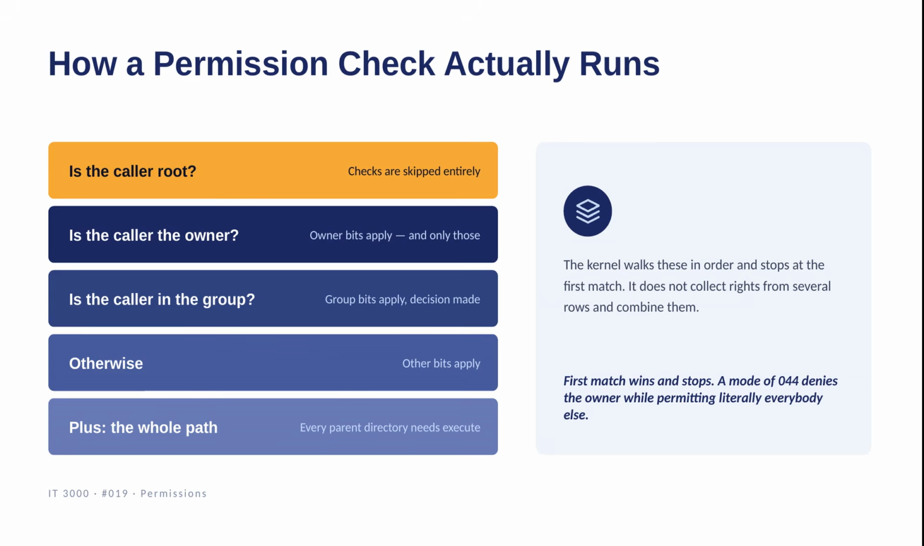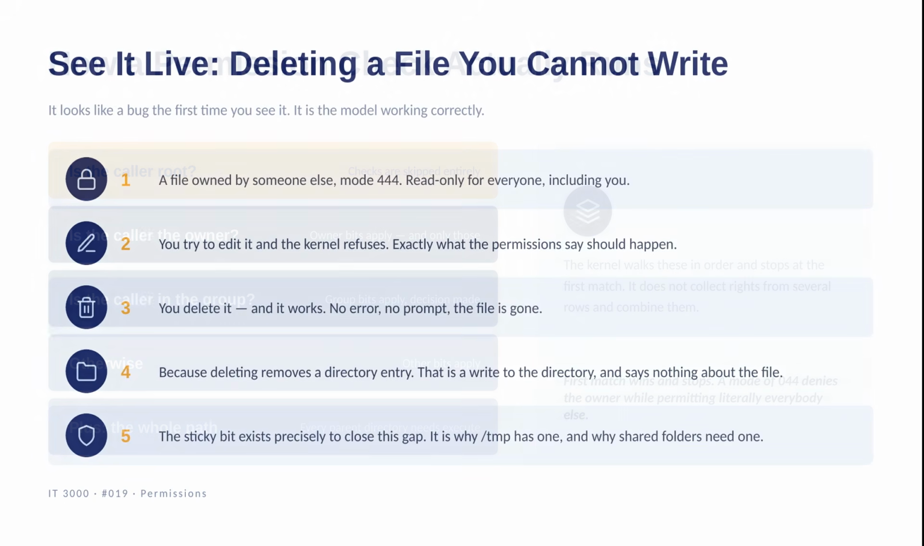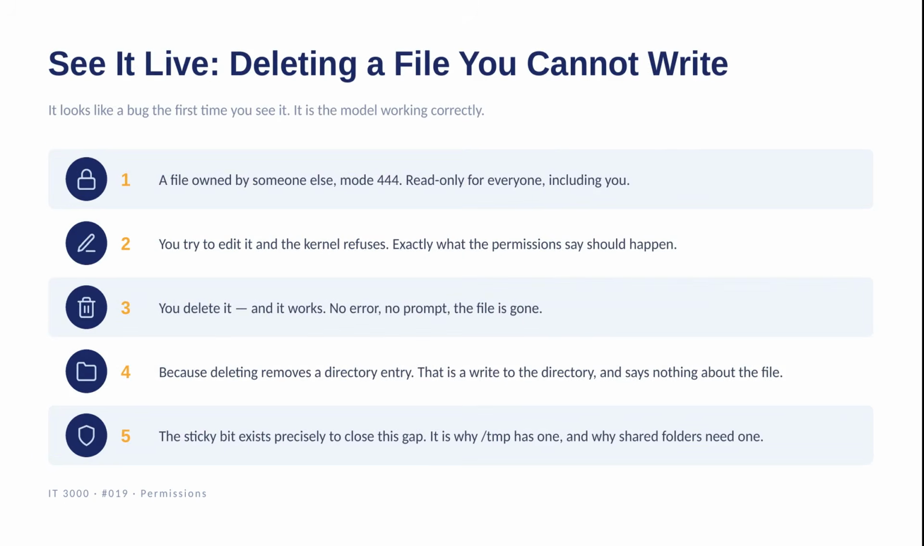And on top of all that, every directory along the path needs execute, or the traversal never even reaches the file. Here's a moment that trips almost everyone up the first time. Picture a file owned by someone else, mode 444, read only for the world. You try to edit it, the kernel refuses, exactly as advertised. Then you delete it and it just vanishes. No error, no prompt. And that's not a bug. Deleting a file is really a write to the directory that contains it, not to the file itself.